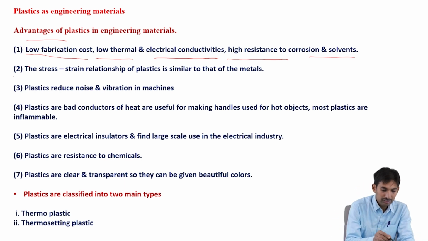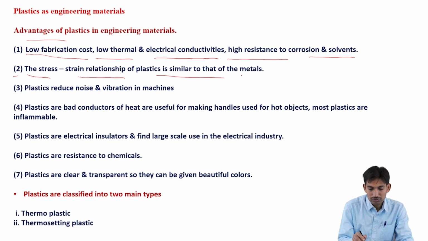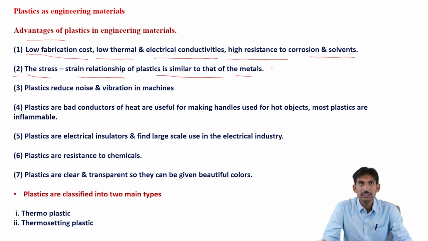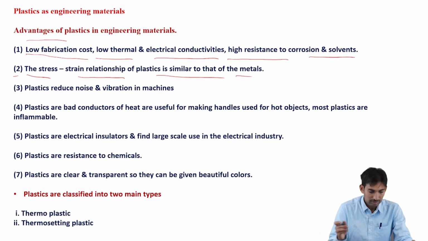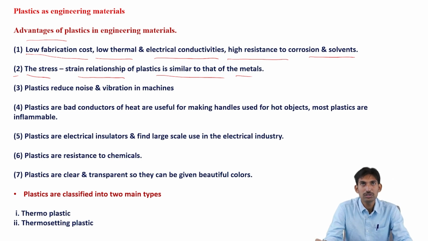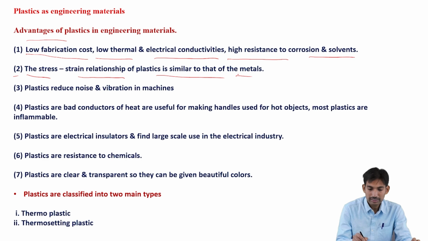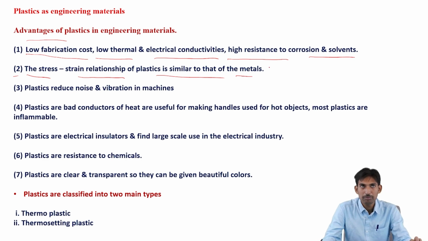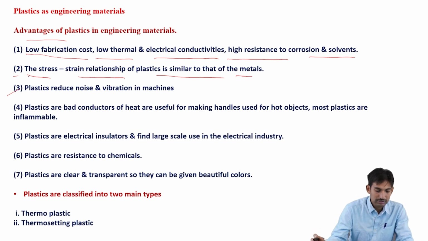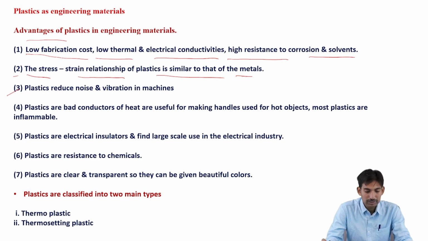The second advantage of plastic is that the stress-strain relationship of plastics is similar to that of metals. So plastics exhibit properties like metals. The third advantage of plastic is that plastics reduce noise and vibration in machines.